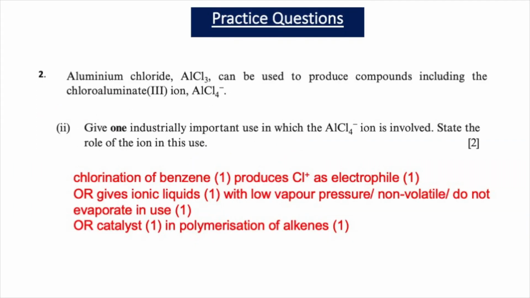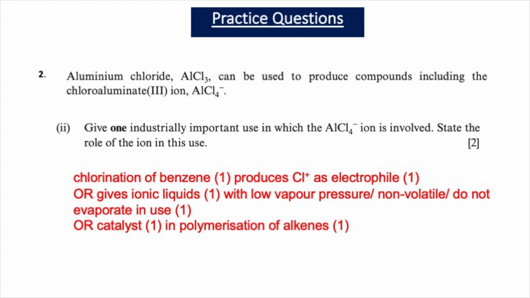So part 2 says give one industrially important use in which the AlCl4- ion is involved. State the role of the ion in this use, and this is a 2-mark question. So you could say the chlorination of benzene, because when you form the AlCl4- ion, a Cl+ ion is produced as an electrophile. So there's 1 mark if you said chlorination of benzene, and 1 mark if you mentioned the production of Cl+ as an electrophile.